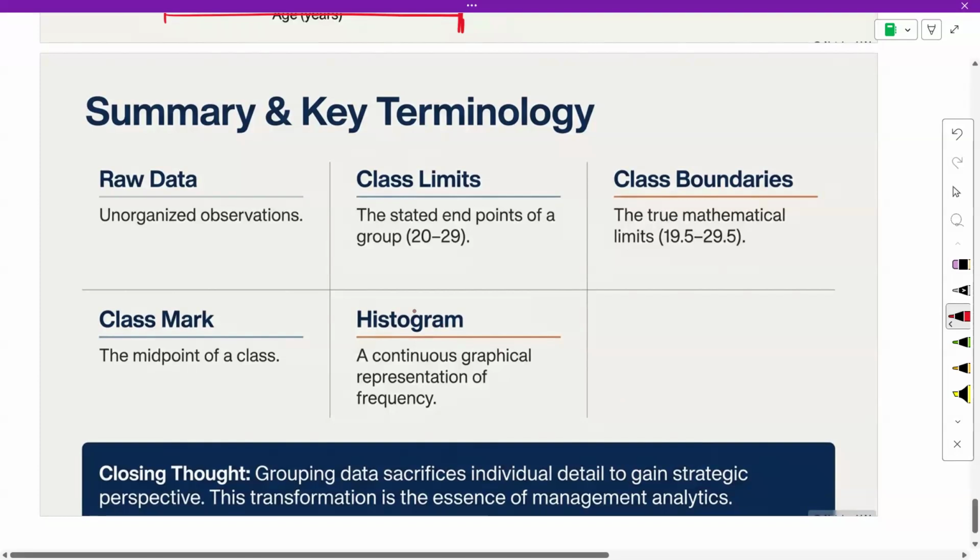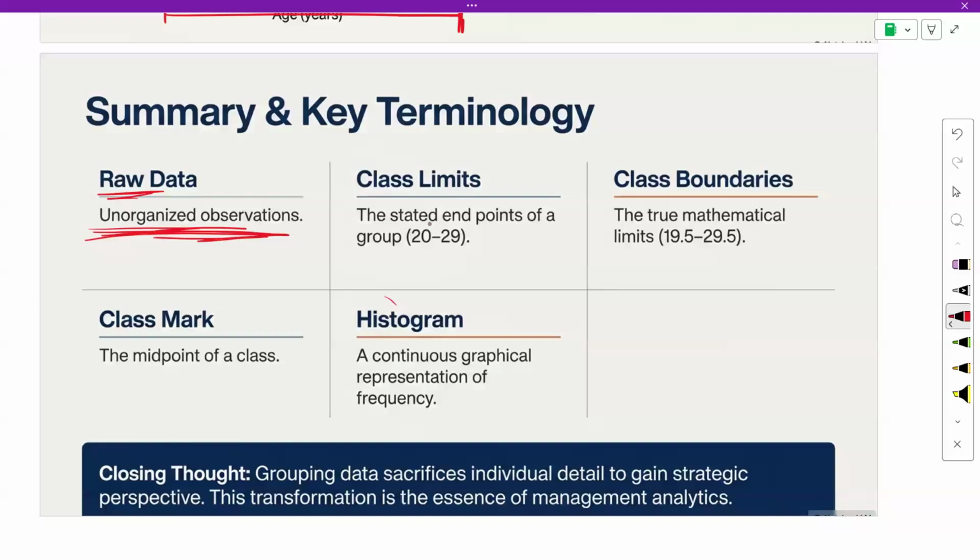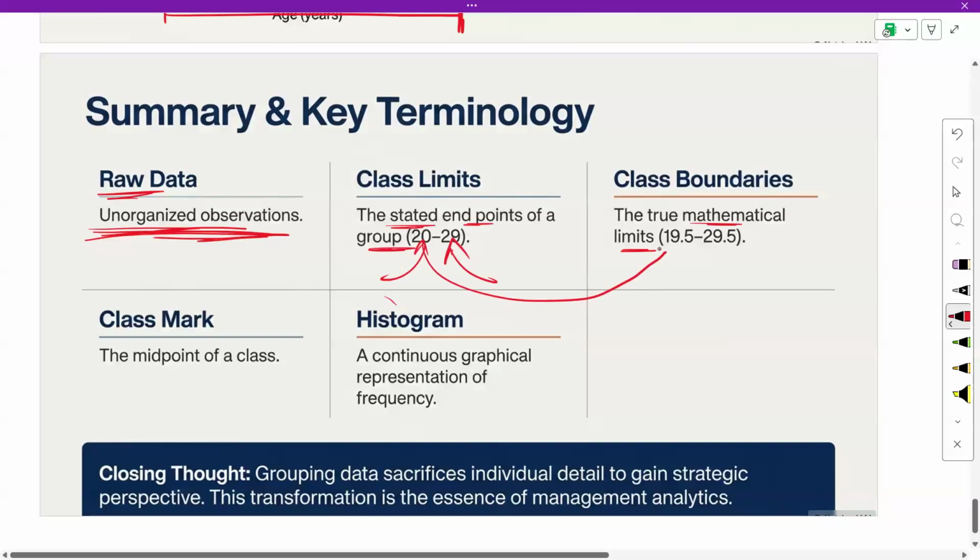Raw data, summary and key terminologies we discussed. Raw data means unorganized observations. We keep the data as it is. Class limit means the stated endpoint of a group. Class limits are endpoints, so this is the lower limit and this is the upper limit. Class boundaries are the true mathematical limits, here 19.5 and 29.5. Class mark is the midpoint of the class. And the histogram is the continuous graphical representation of frequency.